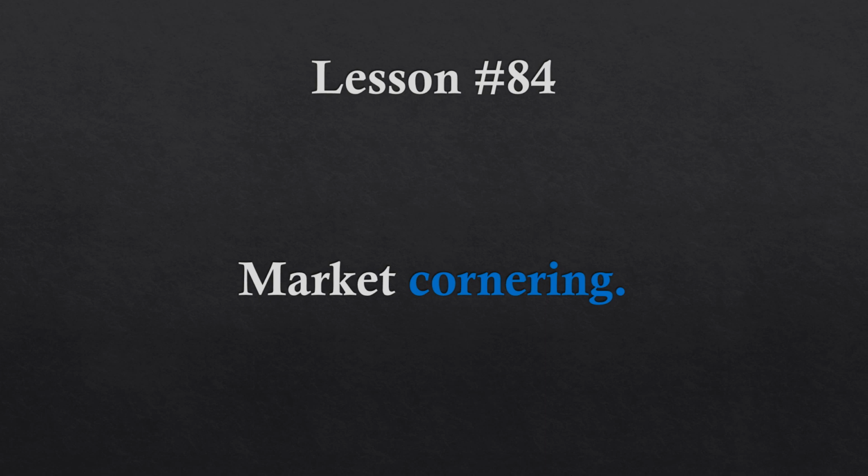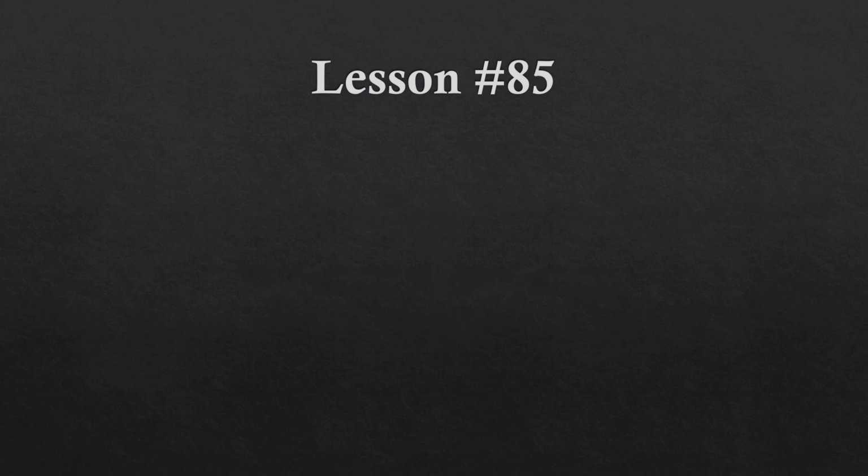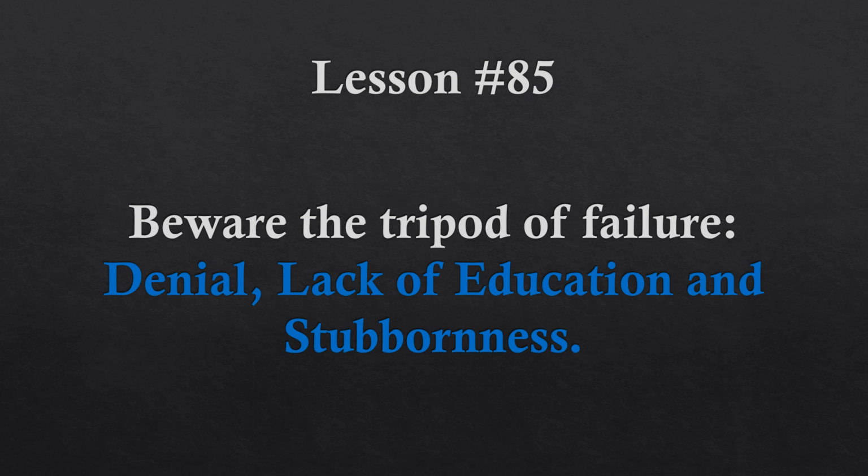Lesson number 85. Beware the tripod of failure: denial, lack of education, and stubbornness. A few of the worst attributes that a trader can have are denial, lack of education, and stubbornness. The combination of these three elements together will guarantee absolute failure. That's why I call it the tripod of failure. Denial will blind the trader to his own limitations. Lack of education will isolate the trader from the realities of trading, and stubbornness will keep the trader committing the same mistakes over and over again. If that sounds familiar to you, it might be the time to stop and reevaluate.